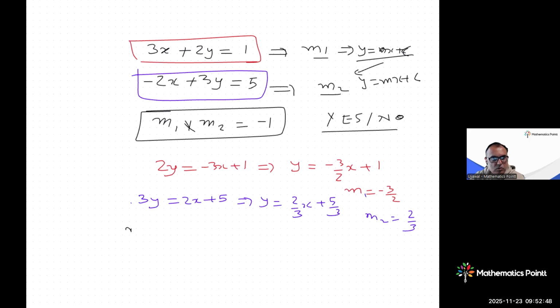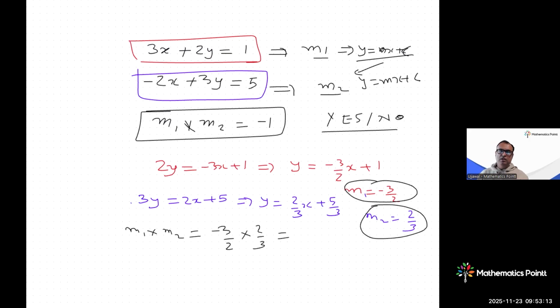Let's do m1 times m2. Is everyone clear how I found m1 and m2? Yes or no? Quick. Because if this is not clear, you cannot do this question ahead. All right, let's do m1 times m2: negative 3 on 2 times 2 on 3. It is negative 1, guys. How on earth did you say that this is not perpendicular? Come on, I found it.